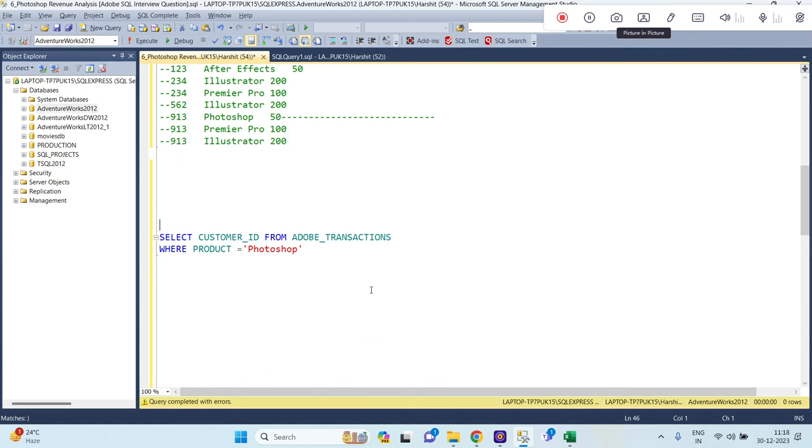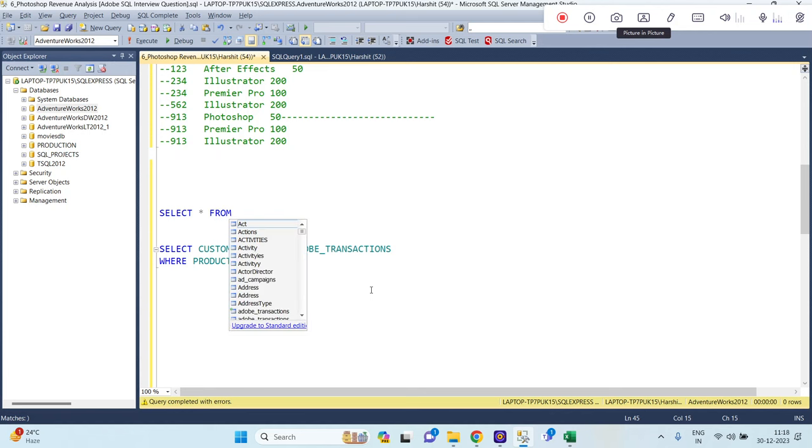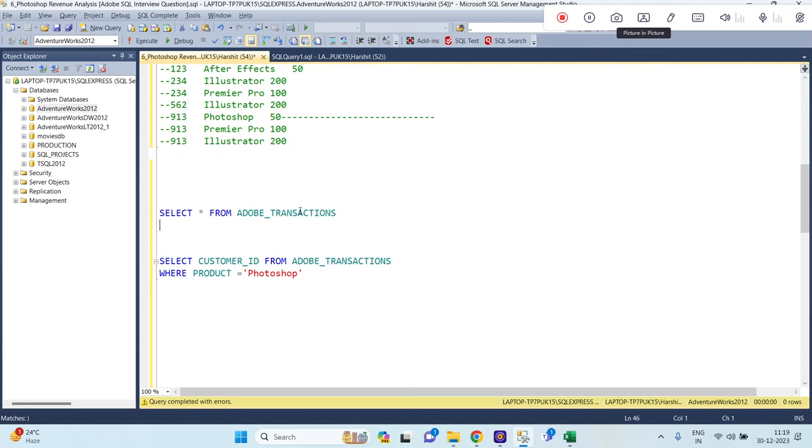Okay, so this is a simple thing, right? First thing, I have taken the Photoshop product. I am always dividing the question into multiple parts to understand better. So now, from... subquery is the better option over here. Now where customer ID in. Now I got all the customers who have purchased the Photoshop product, right? But now the thing is, let me write this select star.